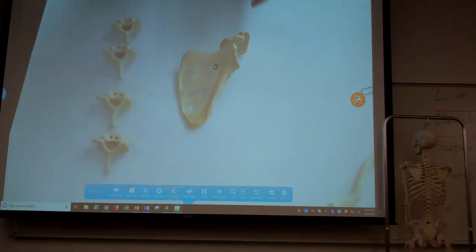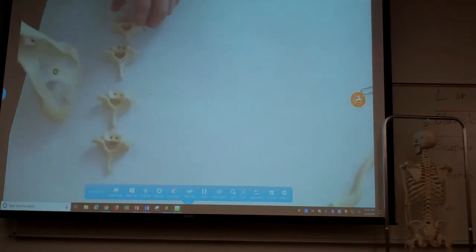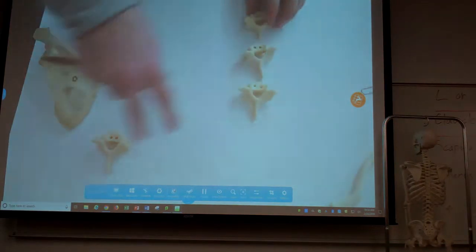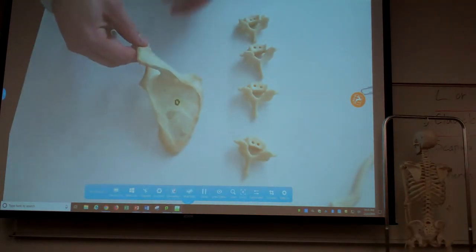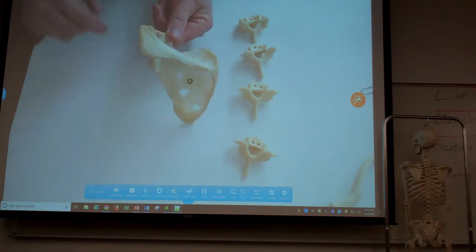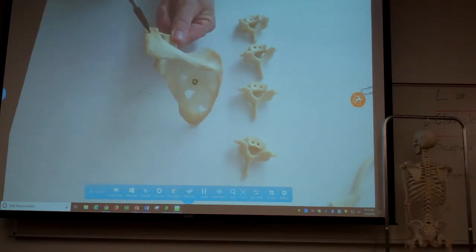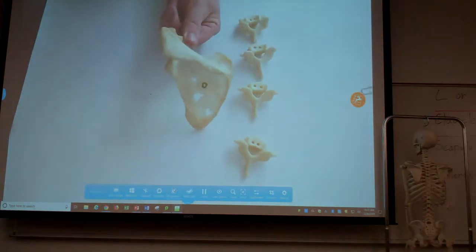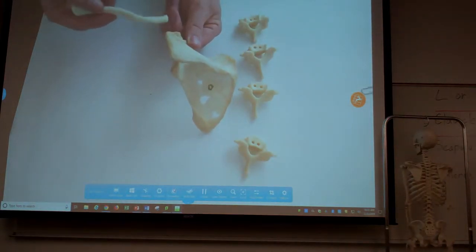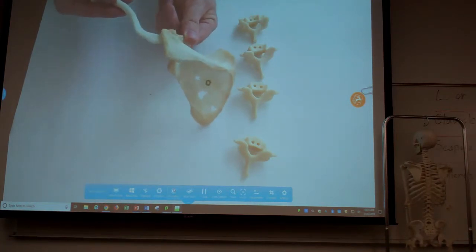All right, next up, I'm going to flip this to the back side. So this is now looking at it from behind, posterior view, because a lot more landmarks are on the back side. We'll start up top here. This is the acromion process. The reason it's named as such is because the acromion end of the clavicle articulates with the acromion process.